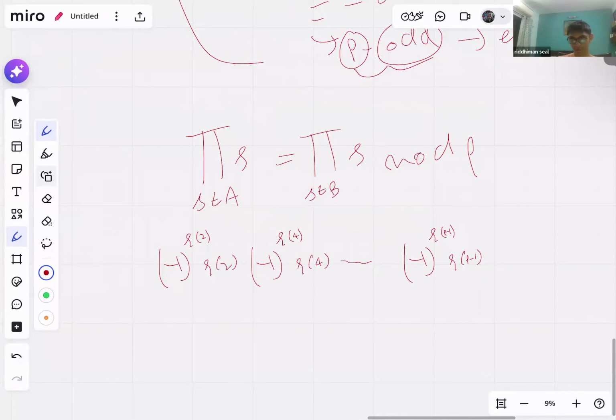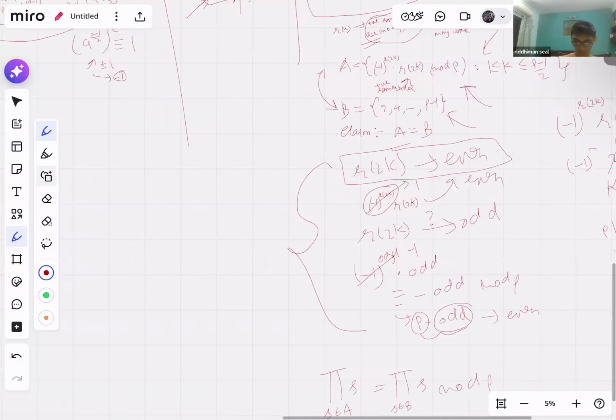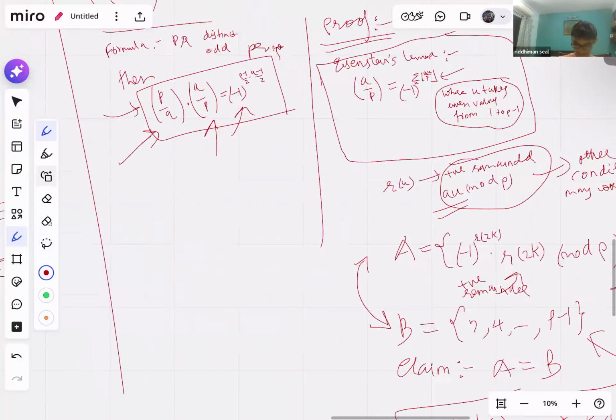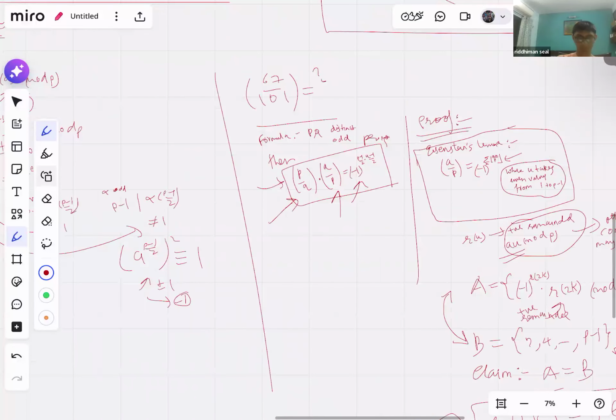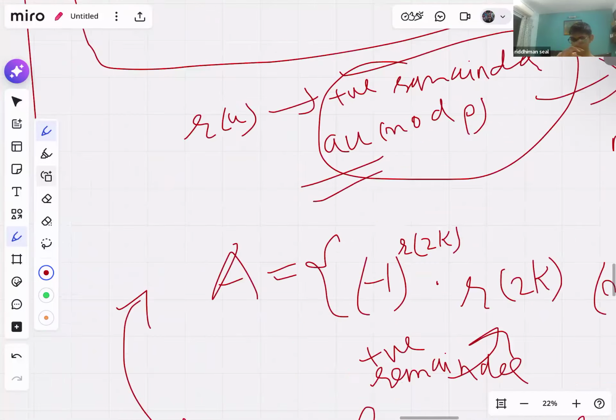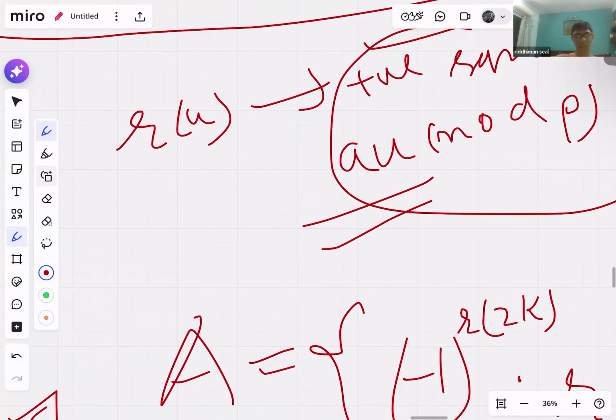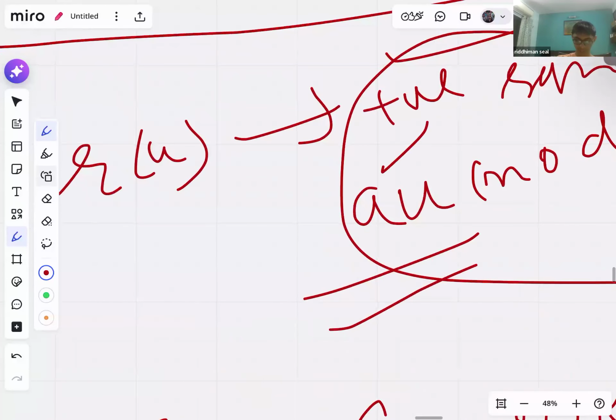Okay, we have a question. When would R of 2k be odd? R of 2k, we don't really have control over it. If R of u is just the remainder of u, if we look at the positive remainder, then it's all fine. But when we put au, then we don't know if it is positive or negative. So we don't know if the remainder is odd or even, right? Got it.